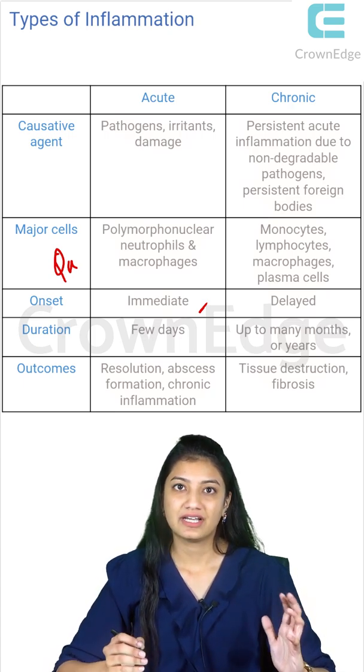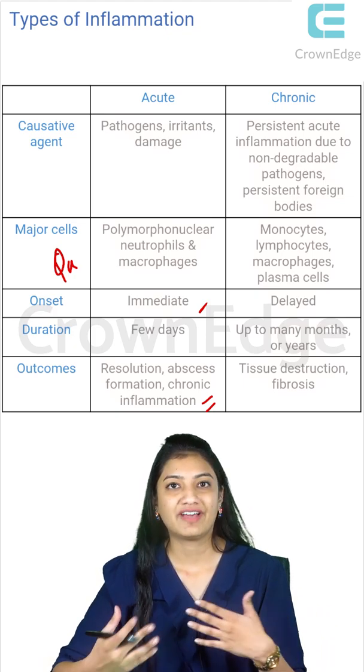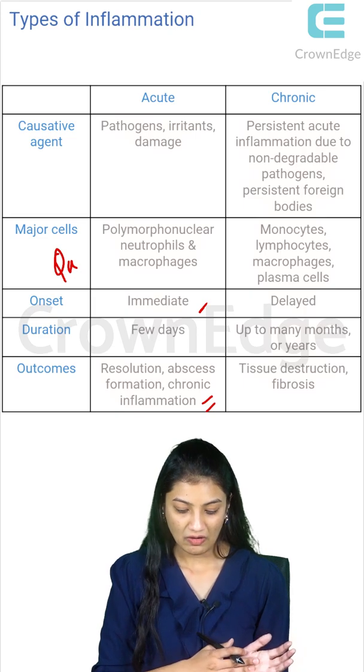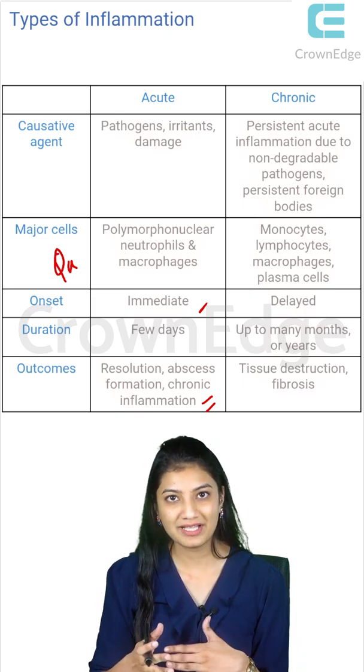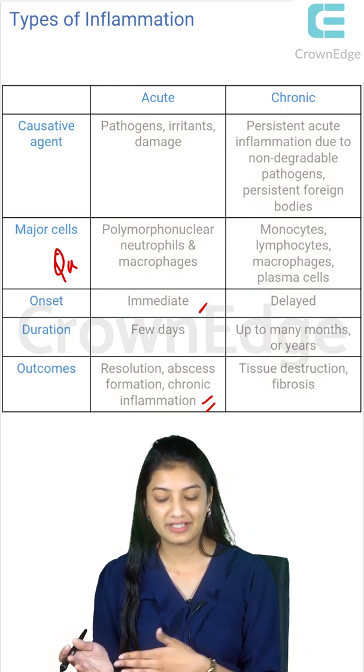Whenever there's an acute inflammation, the outcome can be 3 things. Either it fights back and leads to resolution, as it used to be before, or it can lead to abscess formation because of accumulation of pus, or if it goes on for a longer duration, it can get converted into a chronic inflammation.